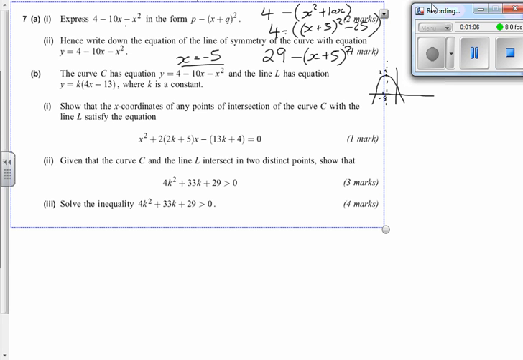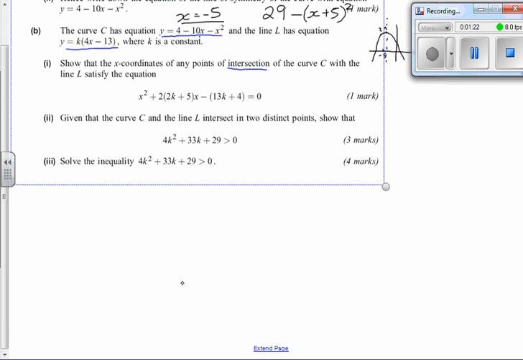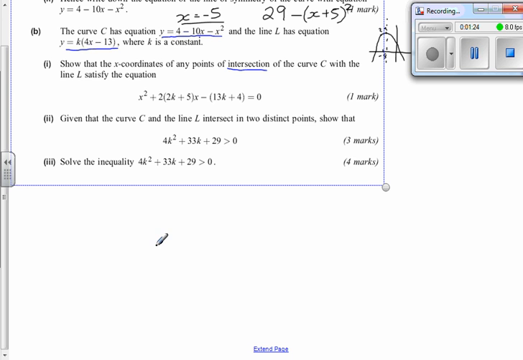Now, we're being told that this curve and this line are both going to be meeting each other. So I've got a big bit of algebra here to try and show that where this equals this, I get that. I need a bit more room to do that. Let's go. So we've got 4 minus 10x squared minus x squared equals, let's multiply that out while we're going, 4kx minus 13k.